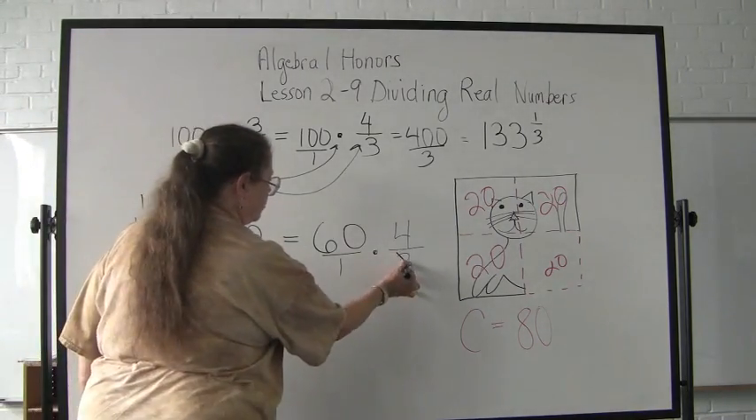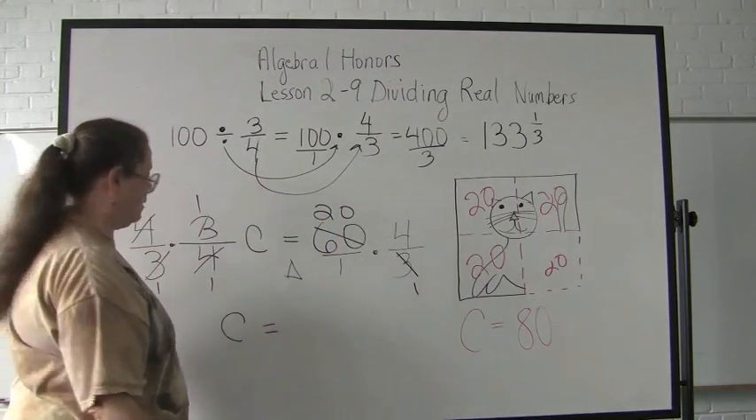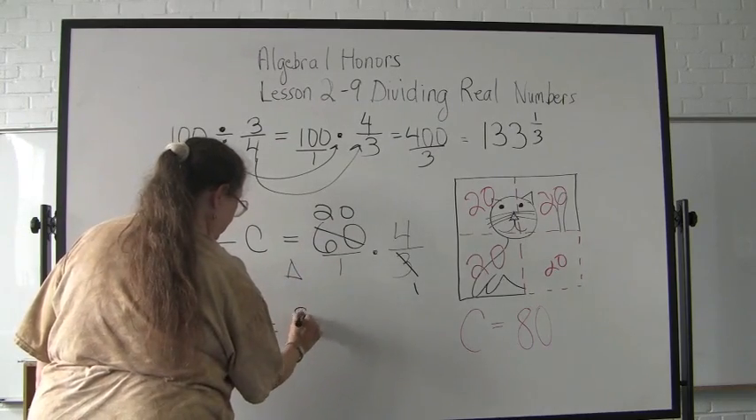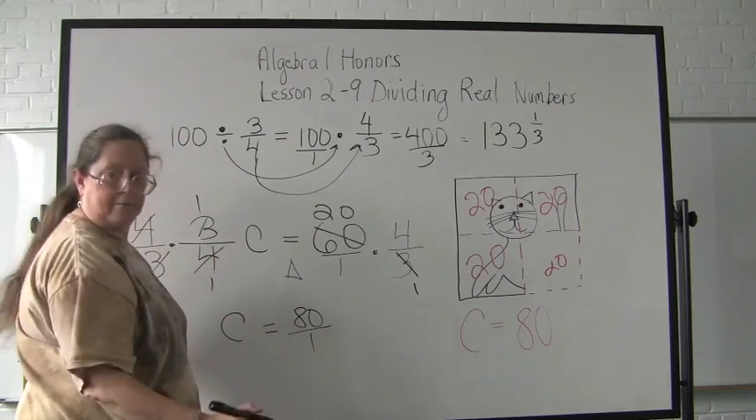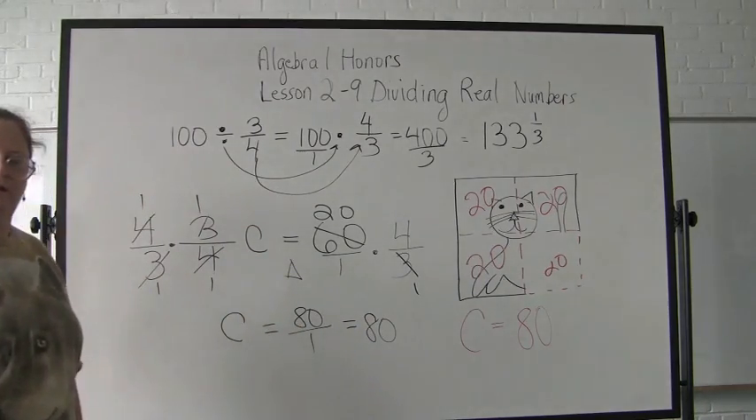So our C is equal to, and over here we can cancel. The 3 goes into 3 once. 3 goes into 60 20 times. And now I get 20 times 4, 80. 1 on the bottom, and that's actually just 80.